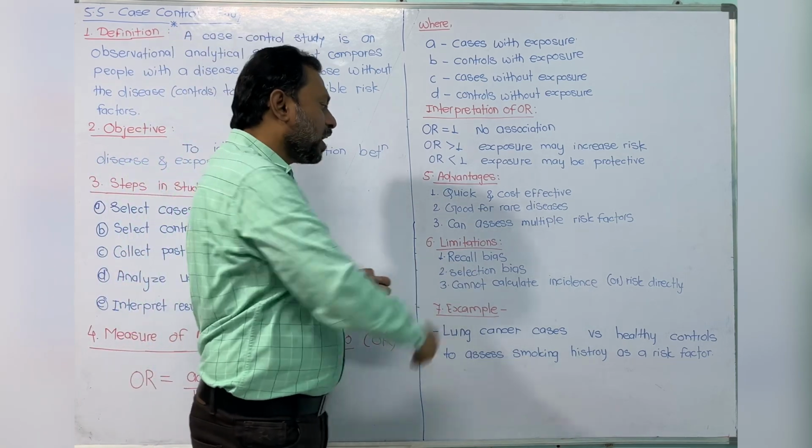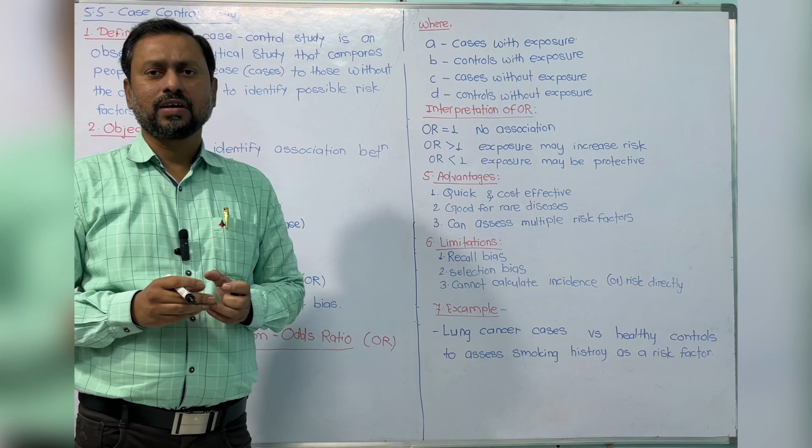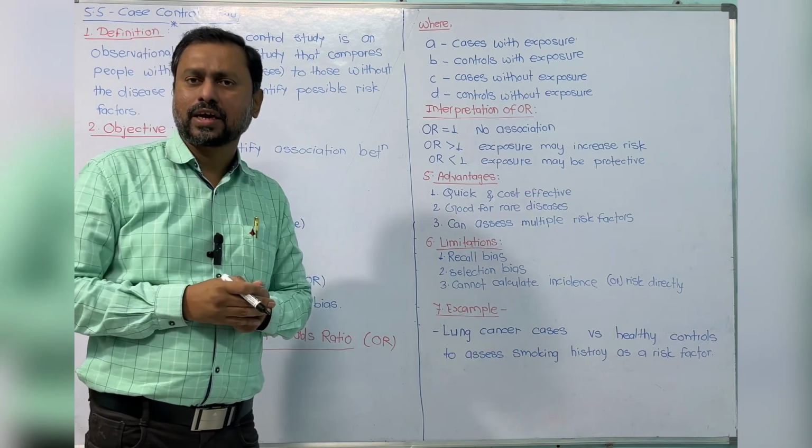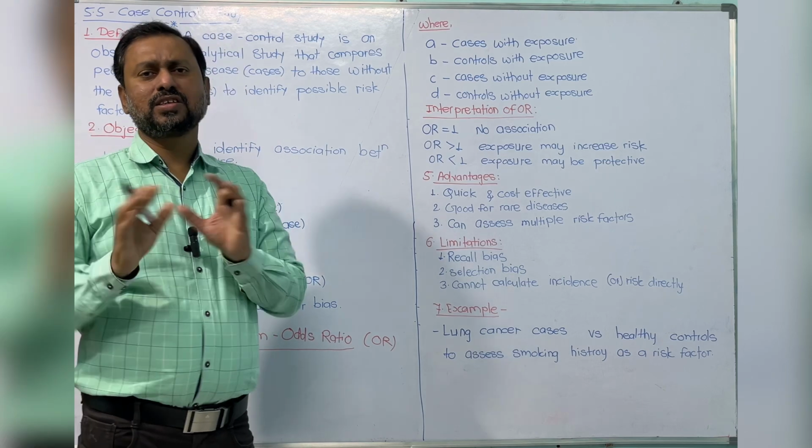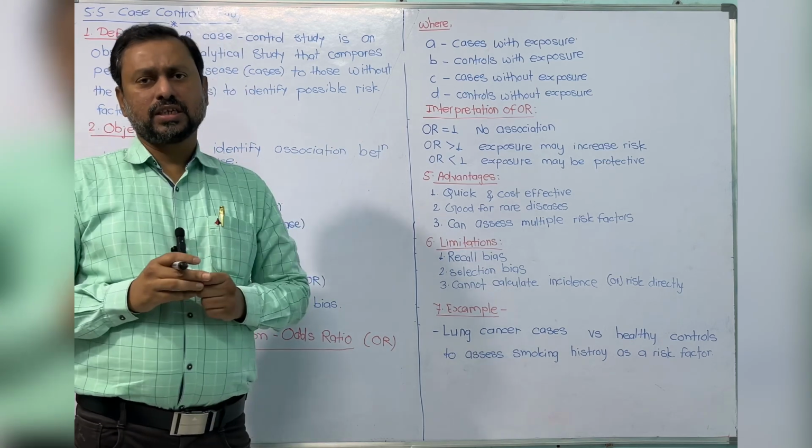The next one, cannot calculate incidence or risk directly. It means that if suddenly new cases come, or any direct risk is there, there is no chance of measuring it in this study.